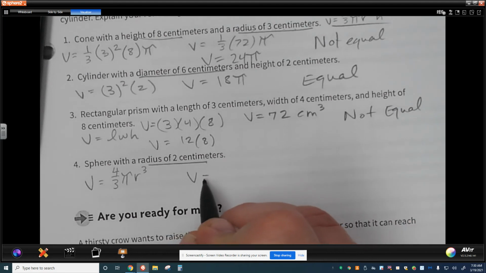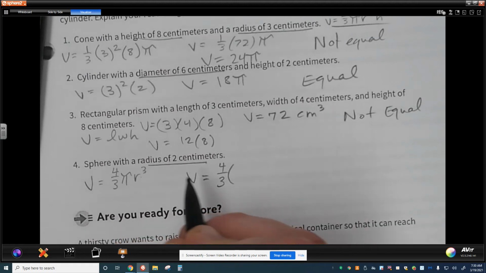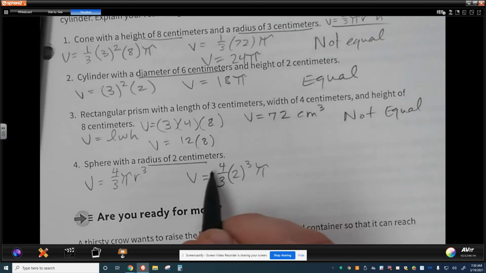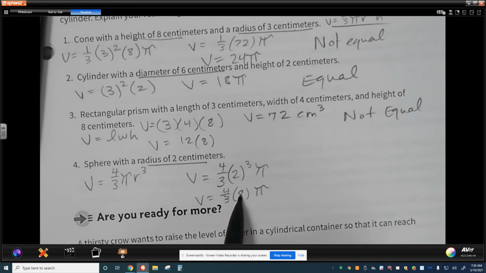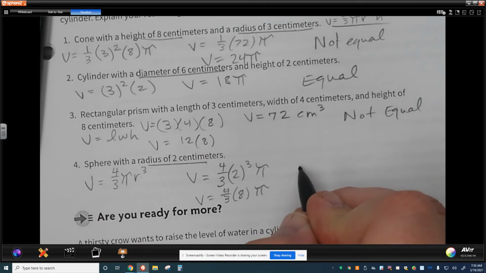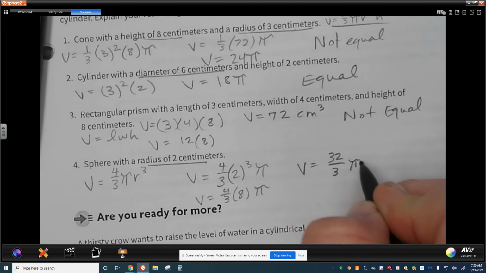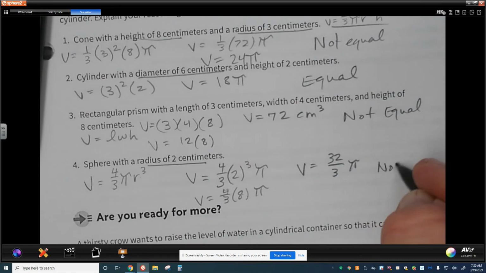So we're looking at a total volume of 4/3 times the radius to the third power, 2 to the third power, times pi. That's going to be 4/3 of 8 times pi. I have 4 times 8, numerator times the whole number, so that's 32/3. And right now I know for sure that this one's not going to work either, because 3 times 18 is not 32, so this one is not equal either.